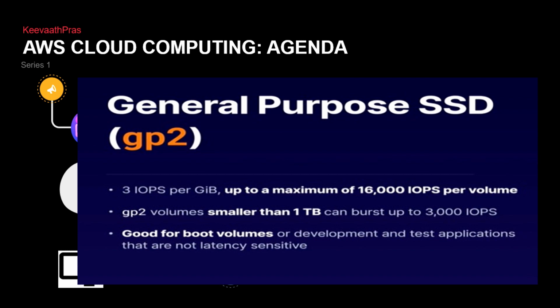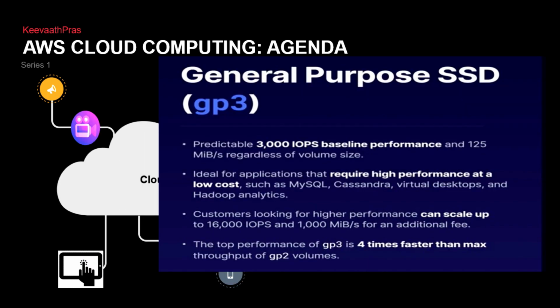GP2 volumes smaller than 1 TB can burst up to 3,000 IOPS. It's good for boot volumes, which is basically when the system is starting, and for development and test applications that are not latency sensitive. So general purpose goes from 3 IOPS to 16,000 IOPS. It is 1 TB but can burst up to 3,000, and it suits boot volumes where it is not latency sensitive, which means it can have some delay. It is used for development and test applications. And what is an EBS? It is a storage volume in the EC2.